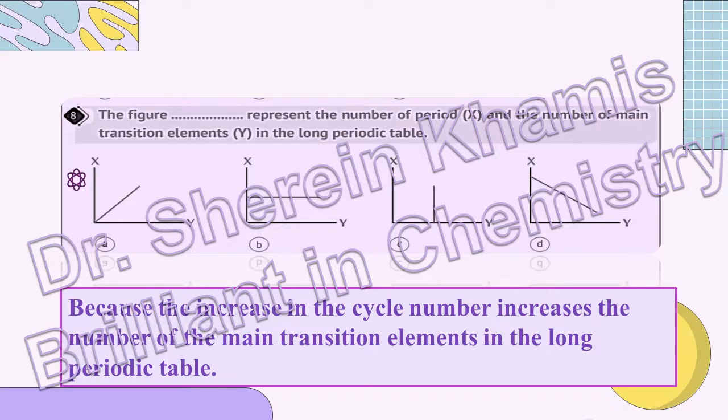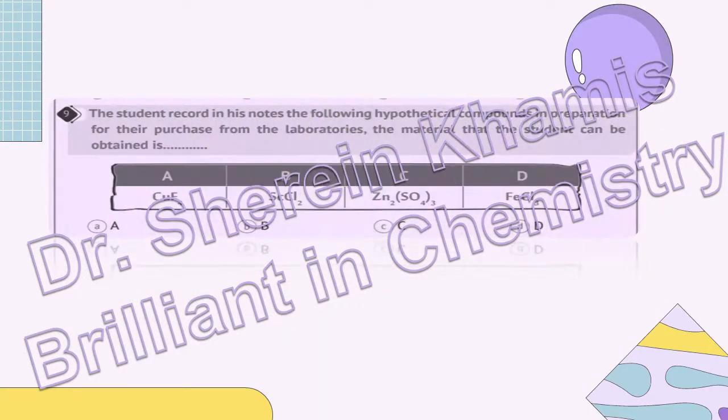Let's go to question 9. Question 9 says that the student records in his notes the following hypothetical compounds in preparation. Okay, it will prepare someone for making or buying some chemicals for the lab from laboratories, and we need a substance that the student can deal with.